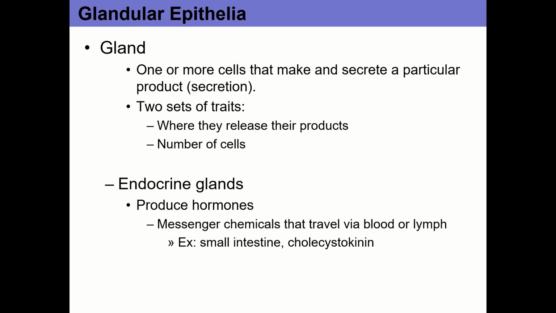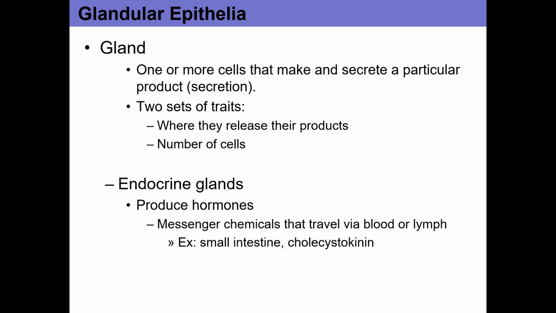So in terms of the endocrine glands, as you can see there, they produce hormones. Hormones are chemical messengers. Examples of hormones that you're familiar with are testosterone, which is commonly called the male hormone. Estrogen would be another example. Growth hormone, obviously, would be another hormone.